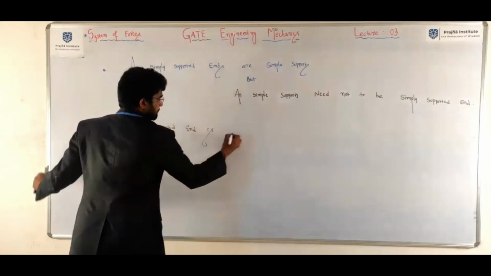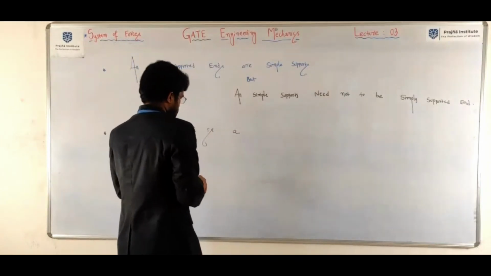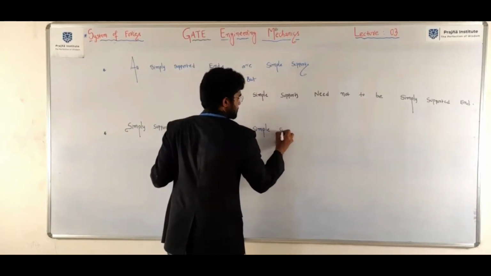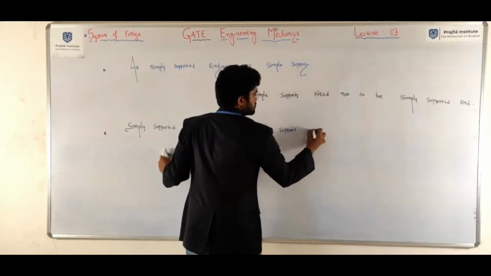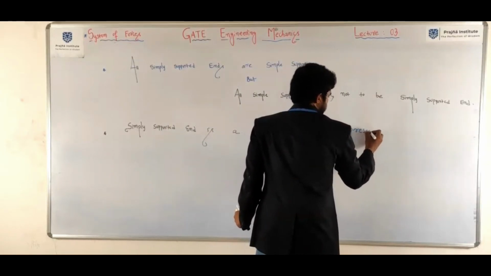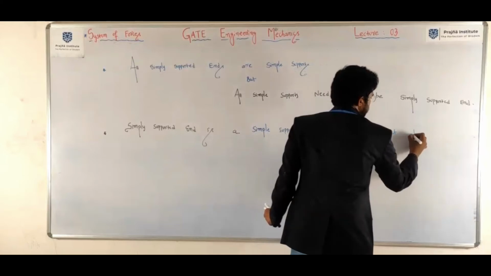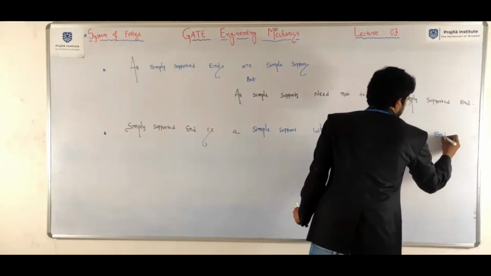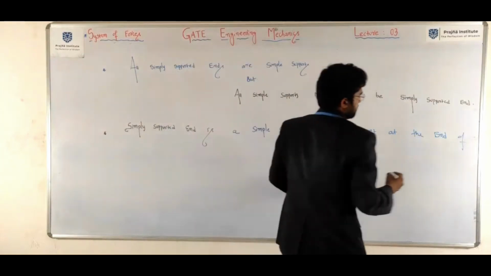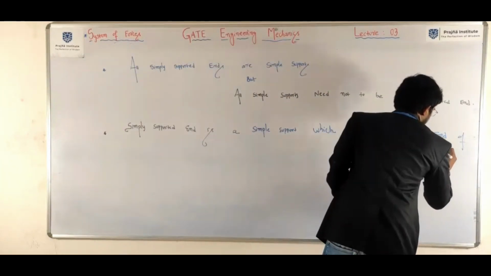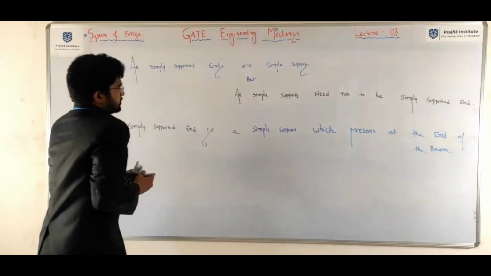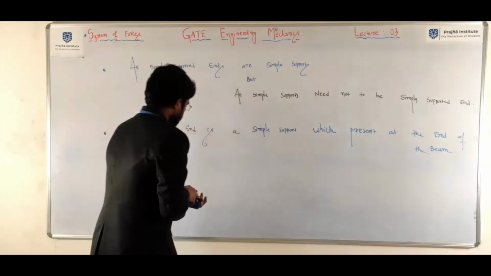Simply supported end is a simple support which is present at the end of the beam. End of the beam. Okay. Now see, you can understand, no issue.